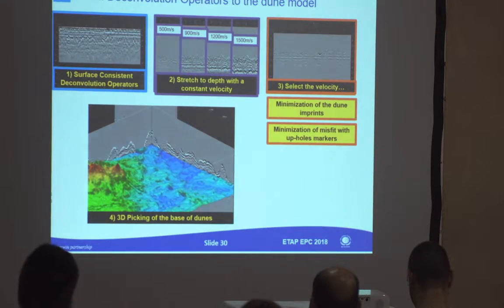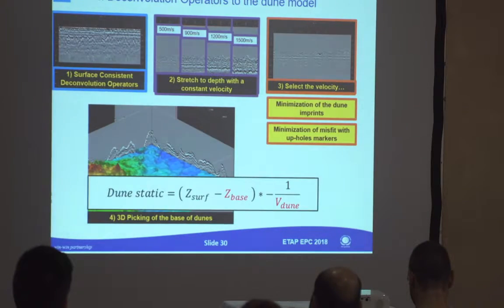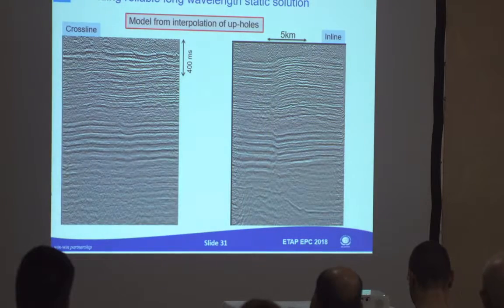It doesn't depend on any auxiliary data. So you compute, of course, the static, and you apply your static correction term. I will show you an example of the impact of the technology used on the long wavelength static. So this was the first trial that we did, an initial model that we built on this project with a model from the interpolation of uphole data. And you can see a cross line and an inline.